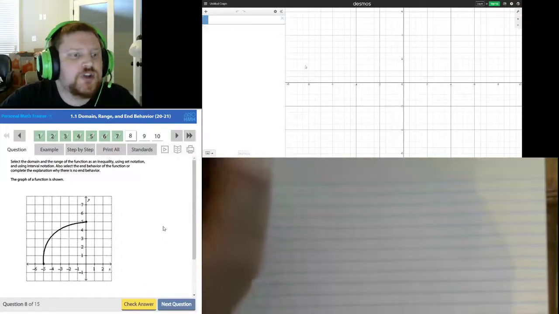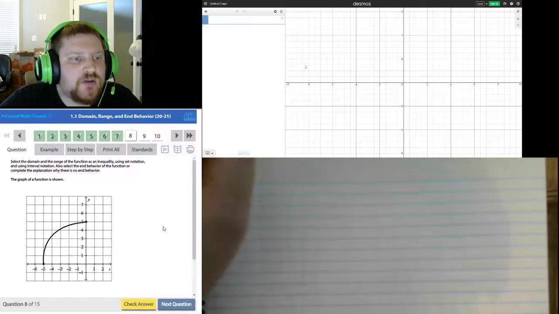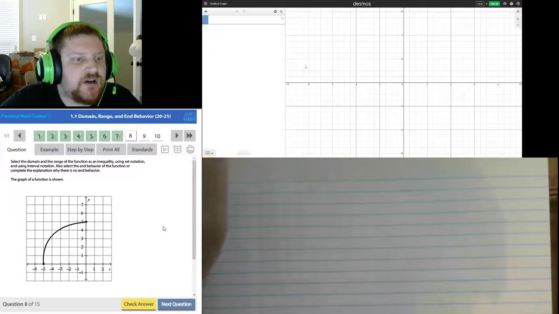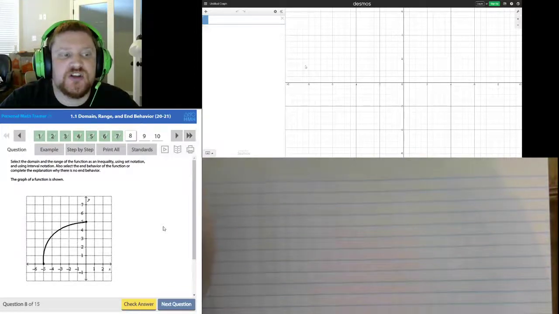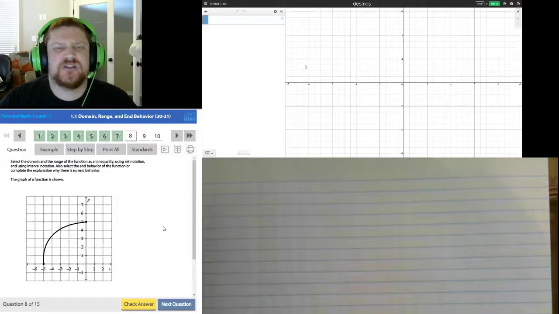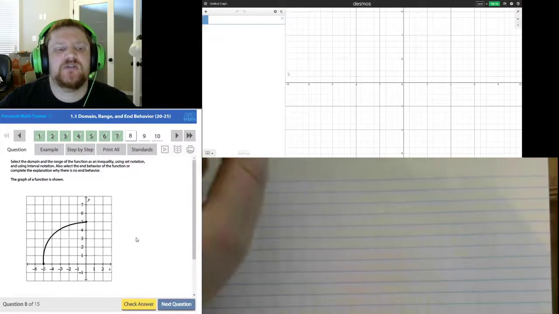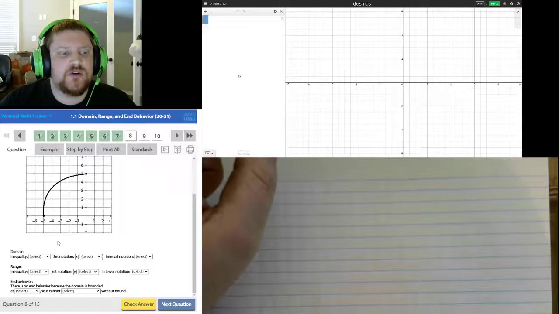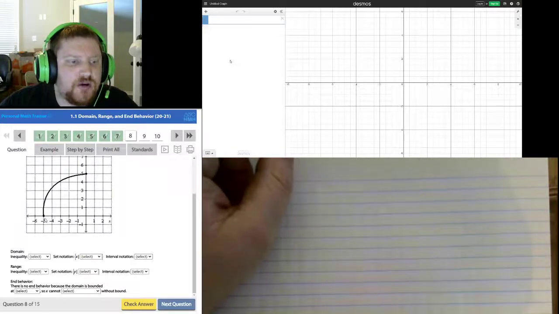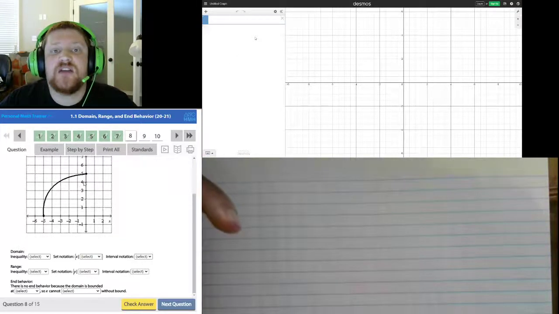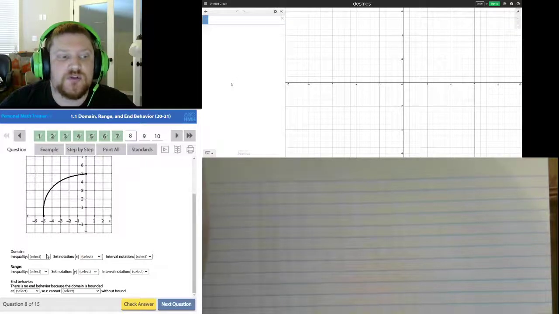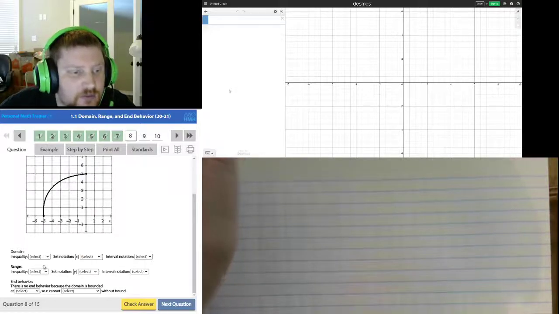Alright, select the domain and range of the function as an inequality using set notation, etc. Once again, exact same problem, just a different graph. This time you'll notice it is a function, but they haven't given us the full equation for it. So for our domain, what's the furthest left we go? I see -5, furthest right, I see 0, I see solid dots on both of those, so -5 to 0, including both of those. So -5 is less than or equal to x is less than or equal to 0.